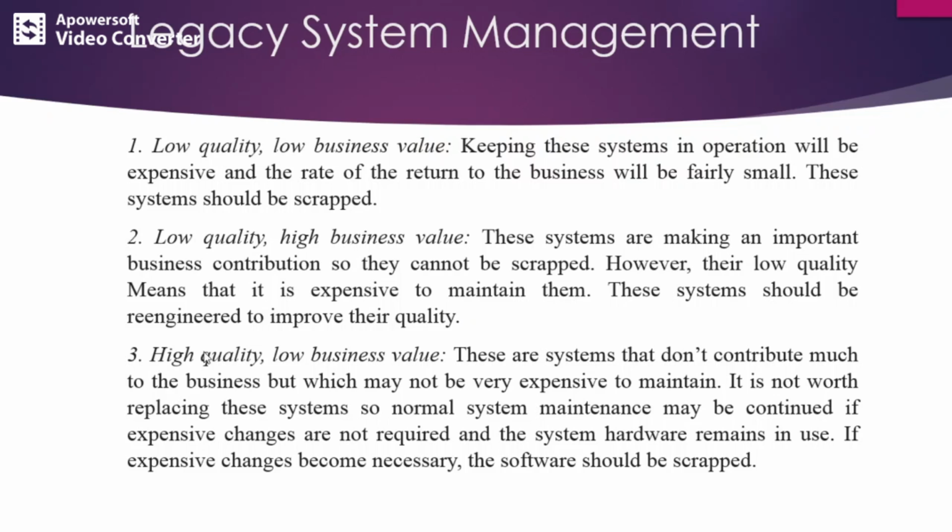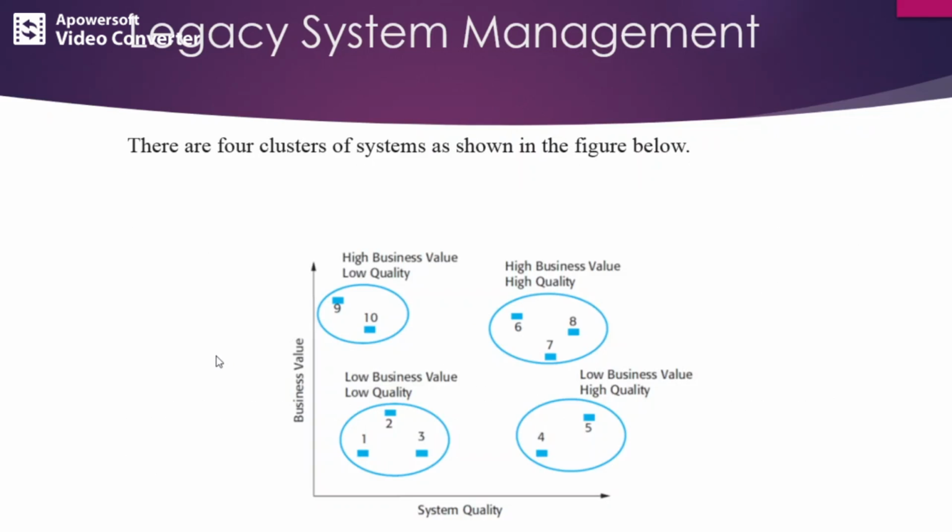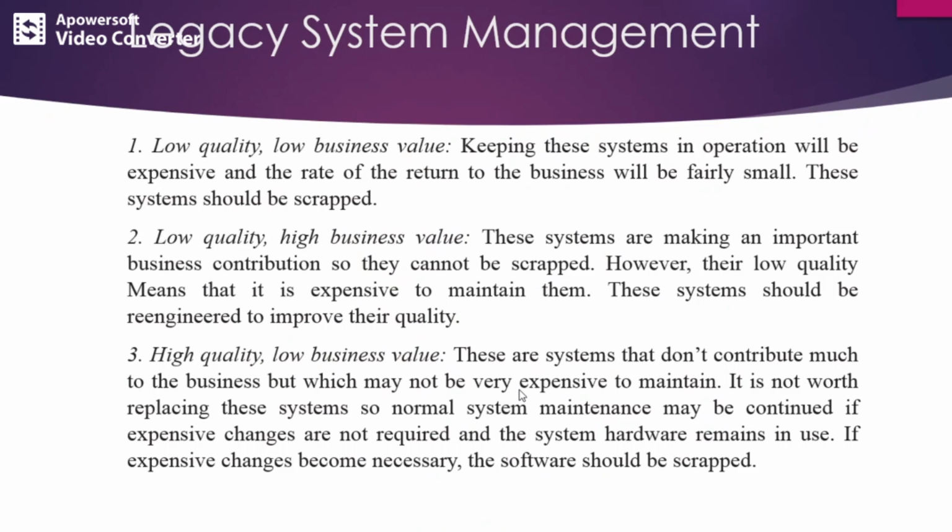Next, third one is high quality, low business value. Here, high quality, low business value. Low business value means they're not making much contribution to the system, but the thing is, high quality. So they may not be very expensive to maintain. It is not worth replacing these systems. So, normal system maintenance may be continued.